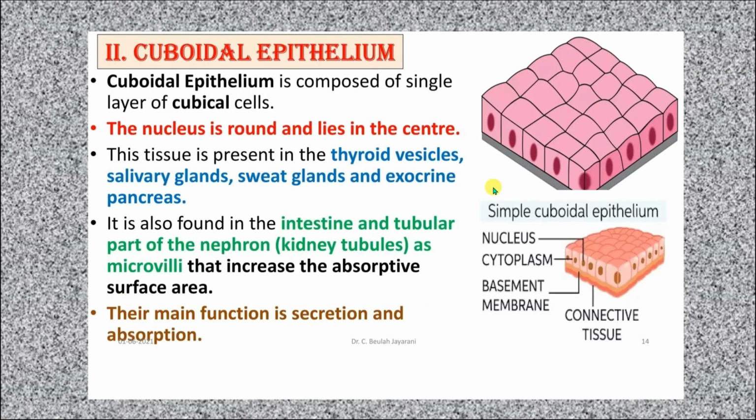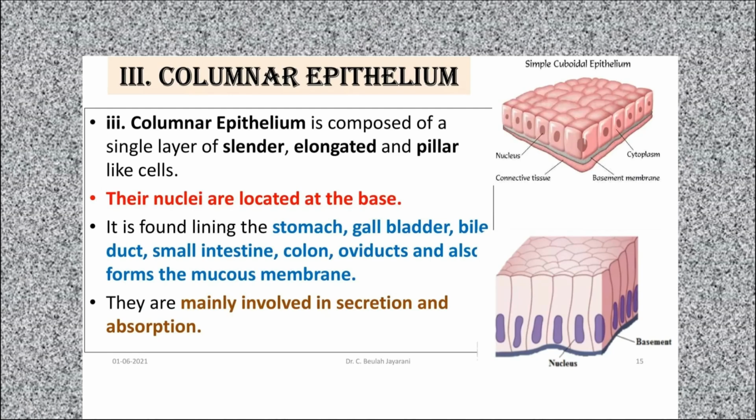Cuboidal epithelium, as the name indicates, has a cuboidal structure. Then the third one is columnar epithelium cells. The columnar epithelium is composed of a single layer of slender, elongated cells.